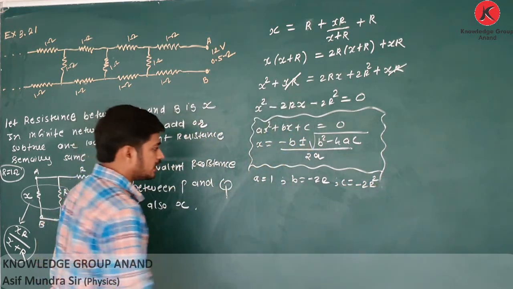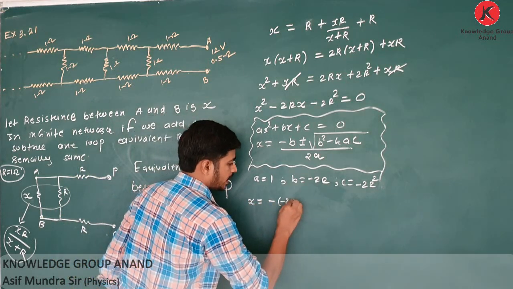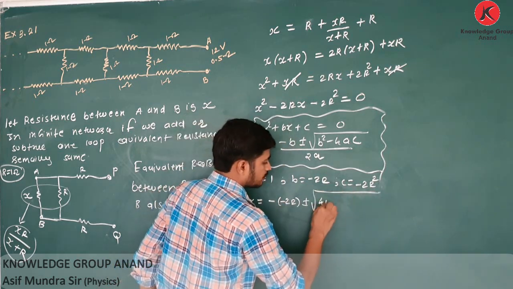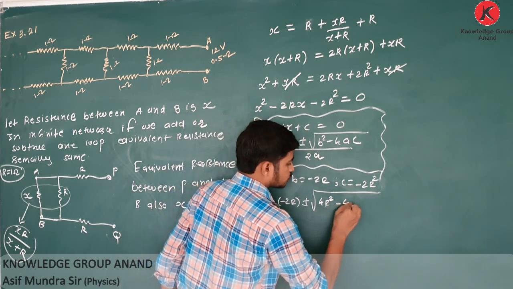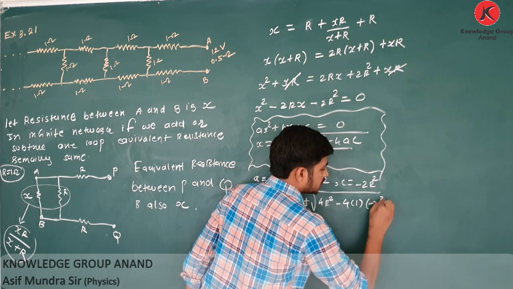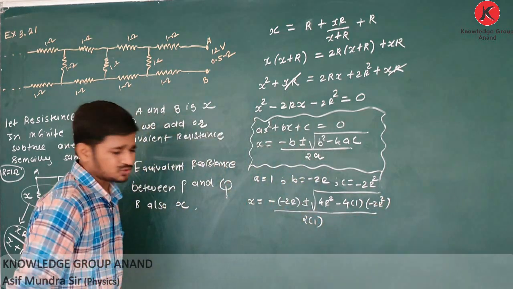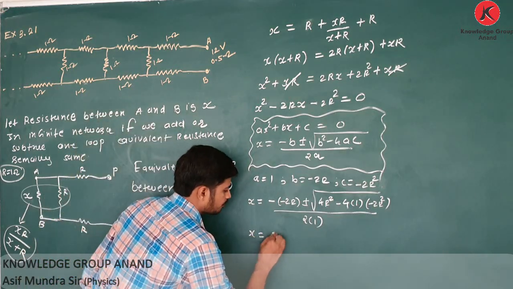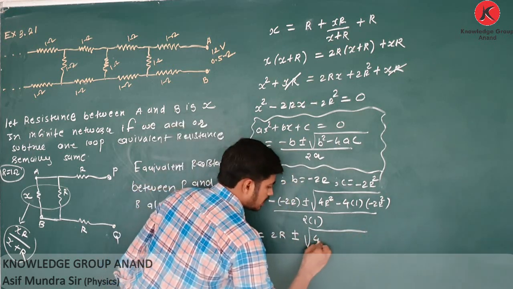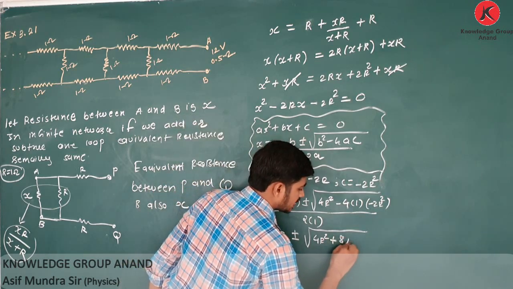Clear? So now put in the equation. X is equal to minus, what is the value of b? Minus 2r. Plus or minus b square, that means minus 2r square, so it will become 4r square. Minus 4, what is the value of a? It is 1. What is the value of c? It is minus 2r square. Divided by 2a, where a is 1, so 2. Then x is equal to 2r plus or minus under root 4r square, minus becomes plus, 4 into 2, it is 8r square.